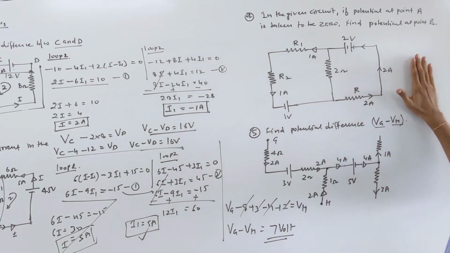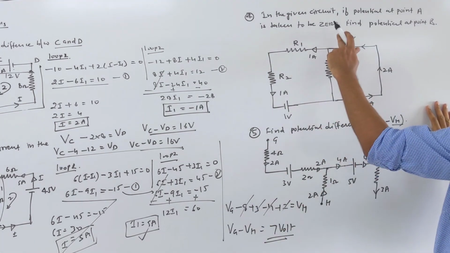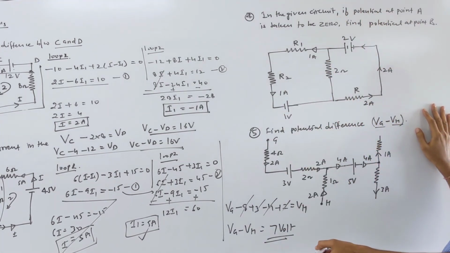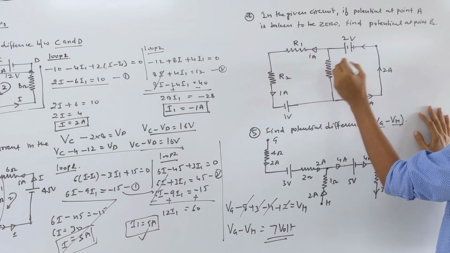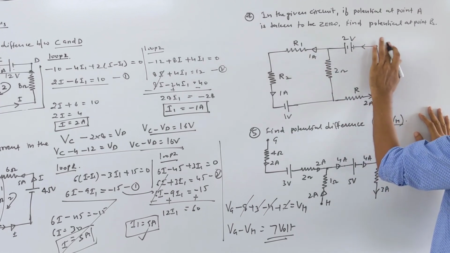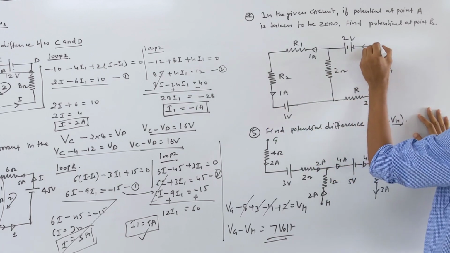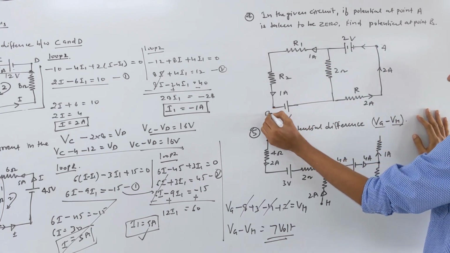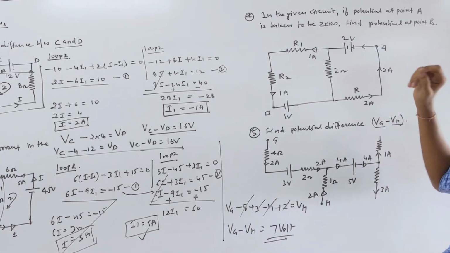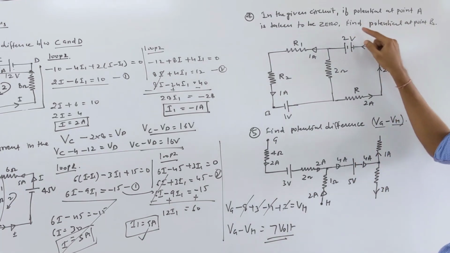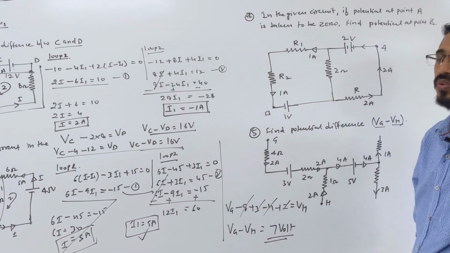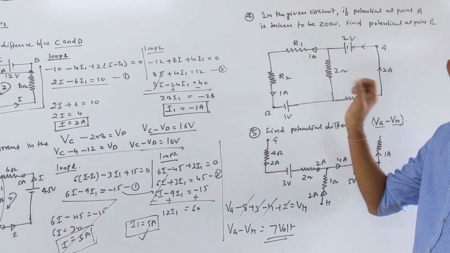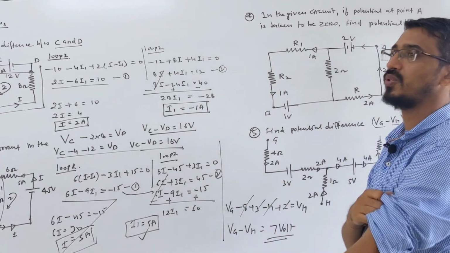Okay, one more question remaining is this one. In the given circuit, if the potential at point A, where is point A? I did not mention where the point is, I forgot. Some question was asking, suppose this is point A, or okay, doesn't matter, let's call this point A and this your point B. So if potential at point A is 0, then find the potential at point B. This question is from PYQ and it's a very important question. It's very simple also, but it's confusing, so I gave it here.